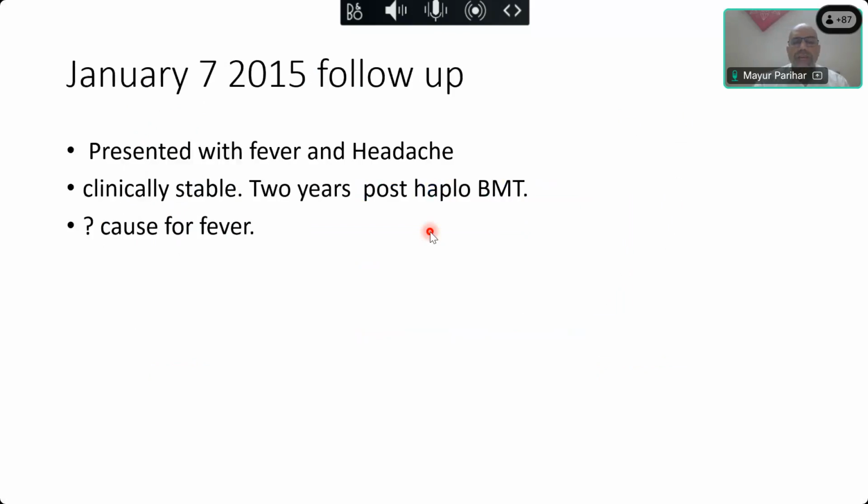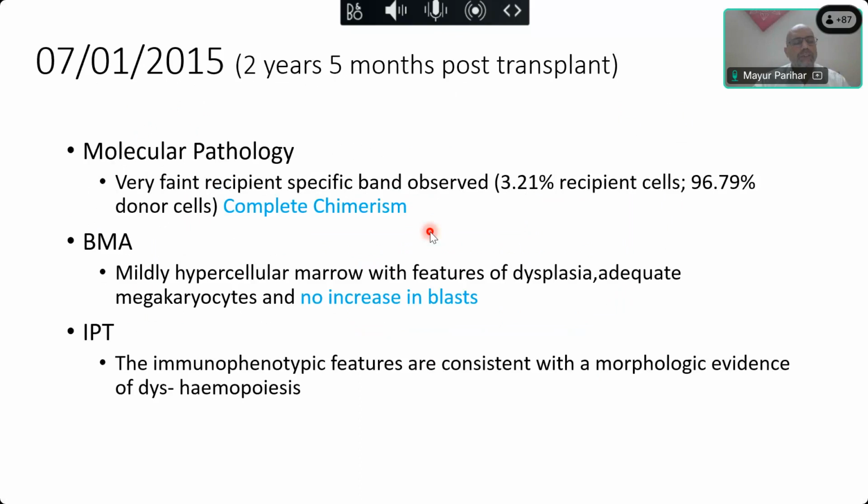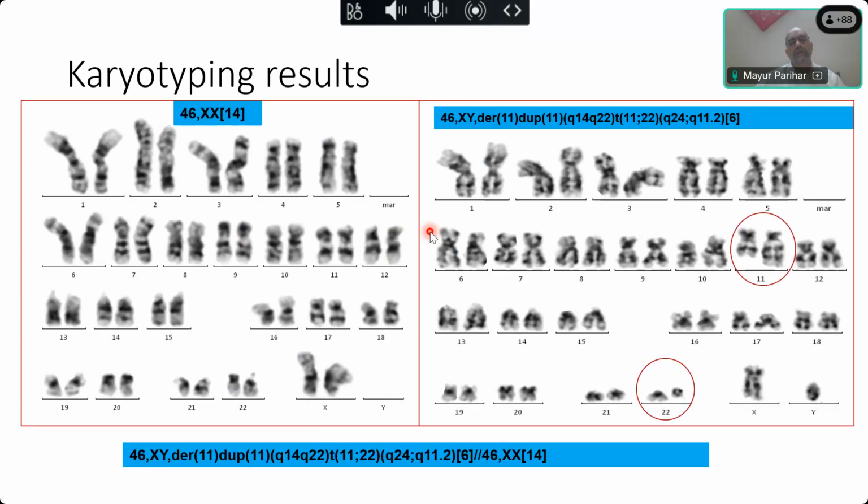So, this patient was fine for 3 years, and then he presented after 3 years of transplant with fever and headache. Causes of fever, was it a viral fever? So we did a molecular test which showed complete chimerism. Bone marrow aspirate showed no tumor cells. Immunophenotyping showed no dysplasia. And then we did a karyotyping.